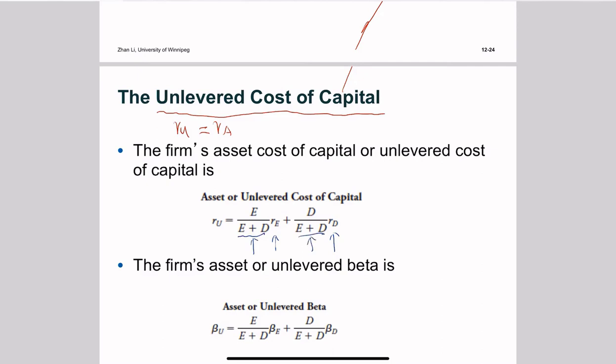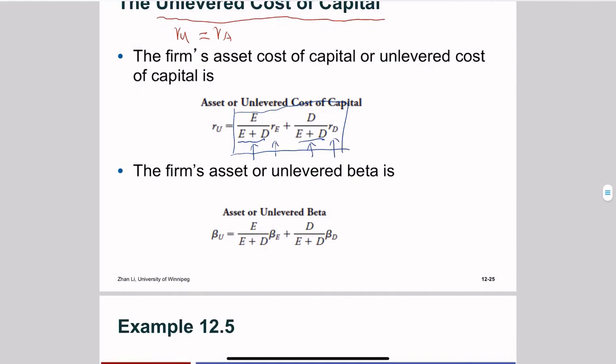So basically, now we're going back to the first two lectures about how to calculate portfolio returns. Right? So the return for this portfolio of debt and equity is given by this formula, right? And because asset equals debt plus equity, the asset cost of capital is given by this formula. Okay.